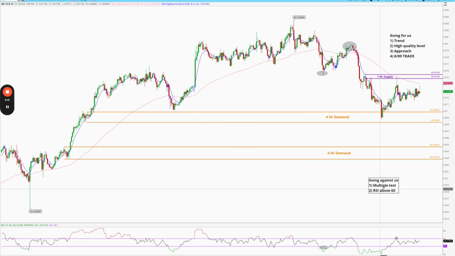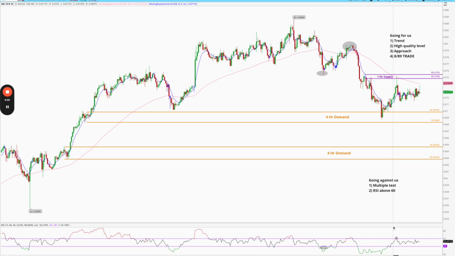And the combination of the multiple tests and RSI above 60 led me not to take this trade. The reason why I'm not taking this trade is because when I trade, I'm anticipating new lows to catch bigger moves. And there would have been nothing wrong with taking this if you were looking for just a couple ticks here or there. But I like to trade where I'm anticipating new lows.